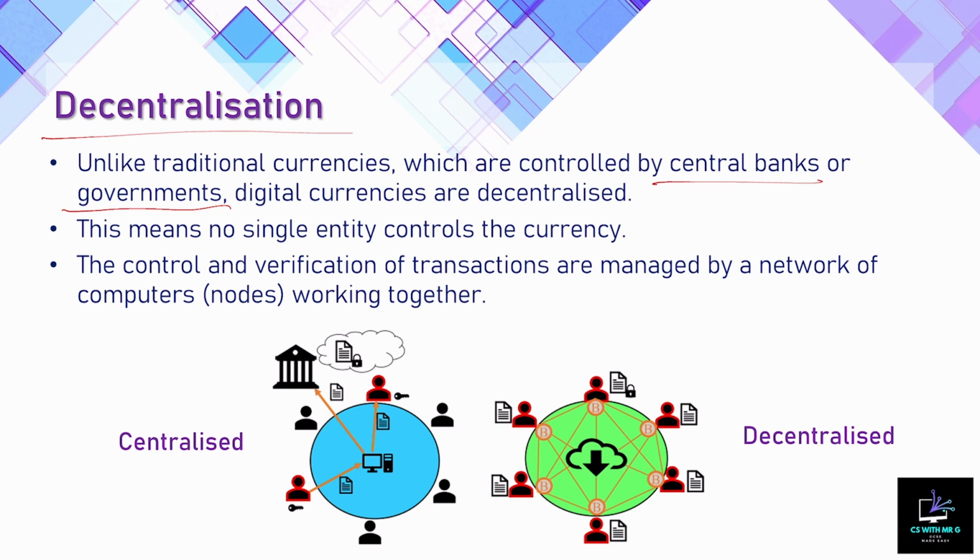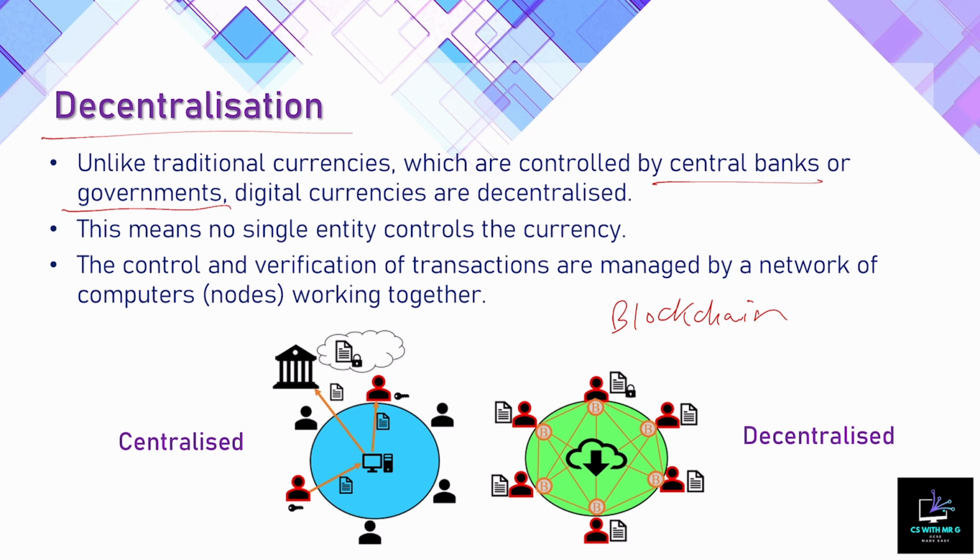Okay, so no single entity controls any digital currencies. The control is actually managed by the network of the computers. So all of the people who are involved in the cryptocurrency, they all work together, okay, again, through this term blockchain. We can see each of the transactions that take place. We can see what's gone on over the period of time with transactions. That's why it's so secure.